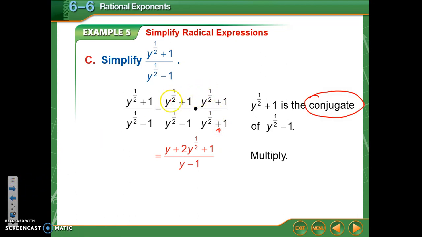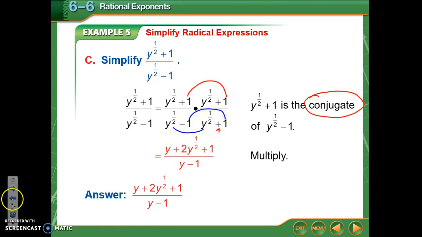When I multiply my numerator, y to the 1/2 times y to the 1/2 is y. Then I have y to the 1/2 times 1 plus y to the 1/2 times 1. That's where we get the 2y to the 1/2. And then 1 times 1 is 1. And then in my denominator, since this is a conjugate, when I multiply the denominator by its conjugate, I get y to the 1/2 times y to the 1/2, which is y. Remember, my middle terms cancel out when it's conjugates, and negative 1 times 1 is negative 1. And that is my final answer because there's no other simplifying I can do. There are no like terms, I can't factor, I can't do any of that.